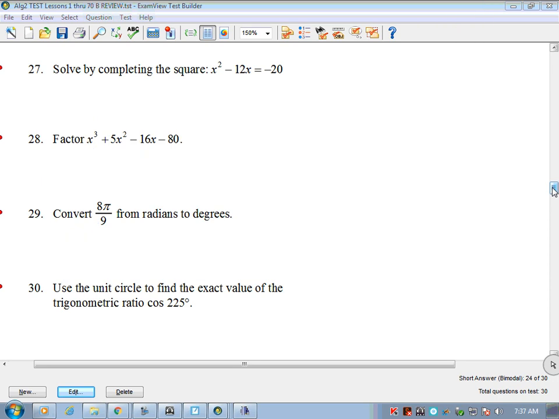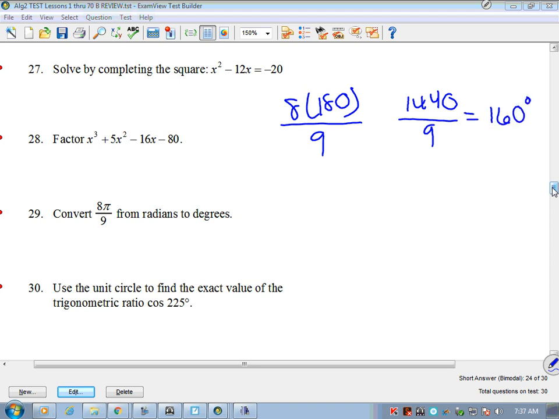All right, number 29, convert radians to degrees. So that's 8 times 180 divided by 9. 8 times 180 is 1440, divided by 9 equals 160 degrees. Okay, number 29, 160 degrees. Finally, number 30.